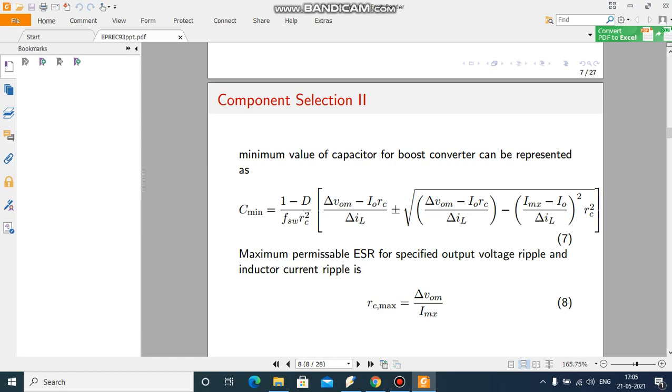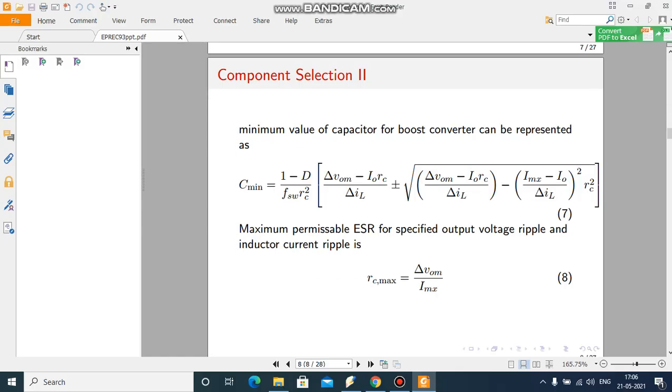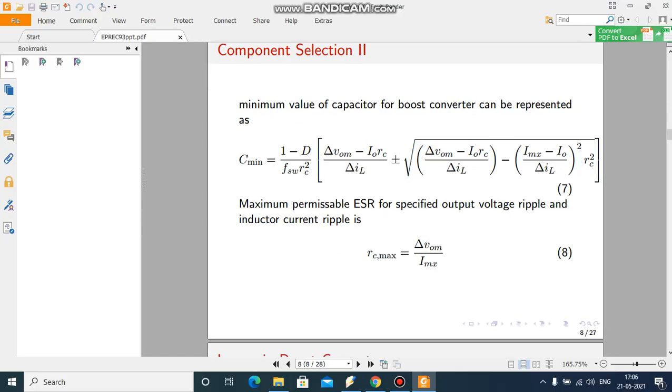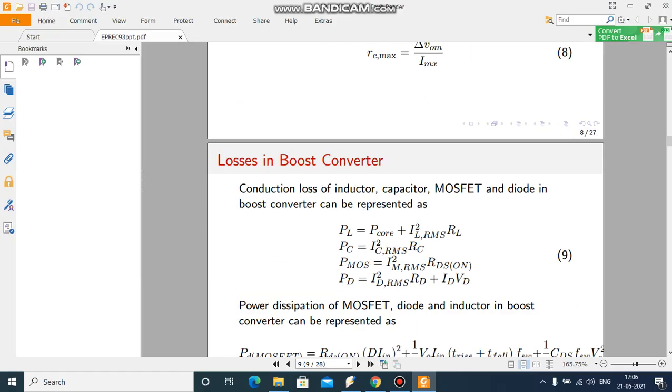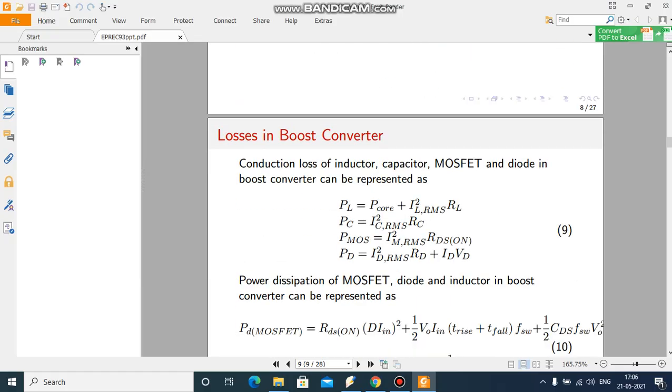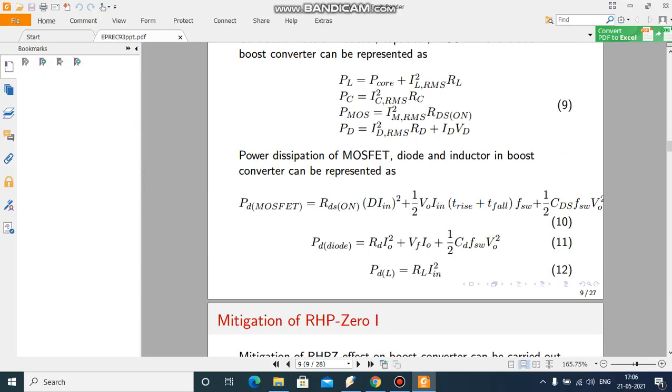For the component selection, we have also provided a minimum value of the capacitor of the boost converter, where we have considered the maximum permissible ESR, that is equivalent series resistance, for the specified output voltage. There are also losses in the boost converter, which can be conduction loss due to the inductor, capacitor, MOSFET, diode, and the power dissipation, provided in equations 9 to 12.